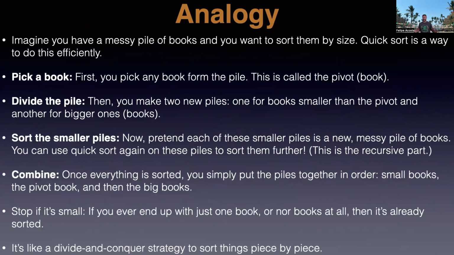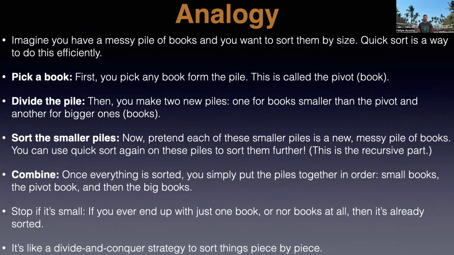So here's an analogy. Let me know if this helps. It made a lot of sense to me. Imagine you have a messy pile of books and you want to sort them by size, right? Quicksort is a way to do this efficiently. First, you would pick a book out of the pile. You would call that book the pivot. Divide the pile, right? Then you make two new piles, one for books that are smaller than the book you chose as the pivot, and another that is bigger than the book you chose as the pivot, right? So the bigger books on the right of the pivot, the smaller books on the left of the pivot.